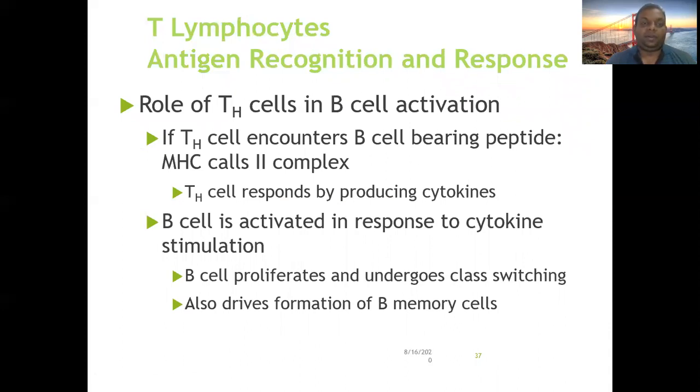Another thing is the role of T helper cells. We discussed earlier the B cell activation. We have discussed it in several places. If a T helper cell encounters a B cell bearing peptide-MHC class 2 complex, it stimulates production of cytokines. The B cell is activated in response to cytokine stimulation. The B cell proliferates and undergoes class switching, affinity maturation, and memory cell formation.